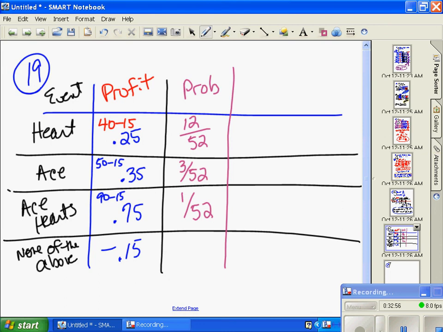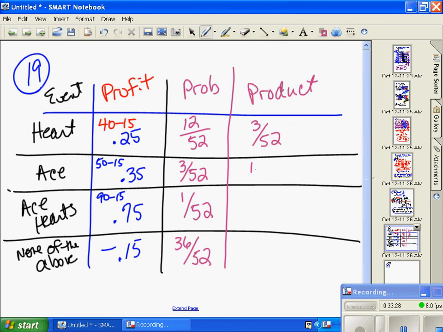So that's the trick on this one, is that probability of the hearts, the ace, and the ace of hearts. You just have to take the ace of hearts out of the probabilities of getting a heart and the probability of getting an ace. Okay, so I have to add these up and subtract from 52. I get 36 out of 52 for everything else. Okay? So then you can finish this out. Here I would get 3 out of 52 for my product.